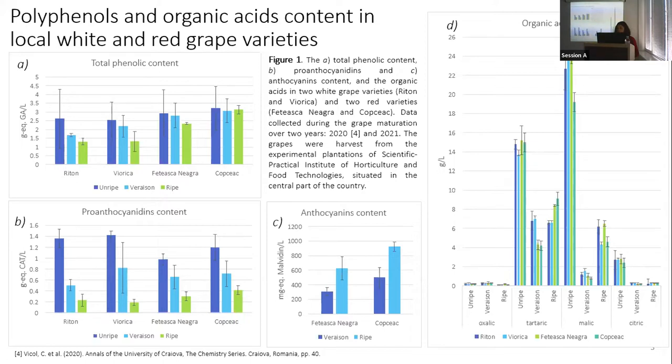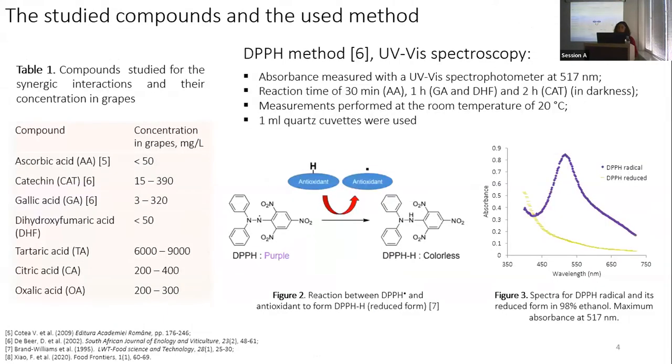Having this data and the data from the literature, we could establish the optimal concentrations needed for our experiments, as you may see in table one. As antioxidants, we used ascorbic acid, catechin, gallic acid, and dehydroxyfumaric acid, and as organic acids, we used tartaric, citric, and oxalic acids. For establishment of the synergic or antisynergic interactions, we used the DPPH method.